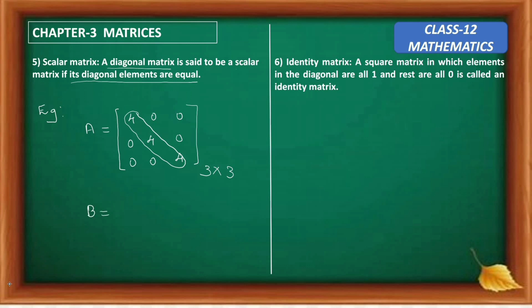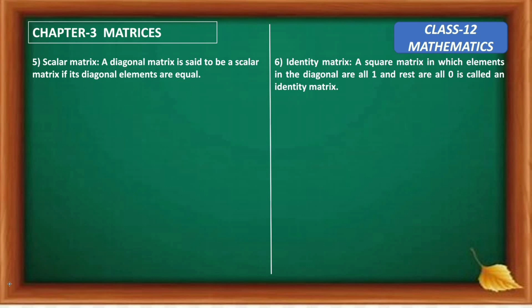Again one more example we can see, 2, 0, 0, 2. These are our diagonal elements. The order of this matrix is 2 by 2. Non-diagonal elements are 0, and all the diagonal elements are equal, 2 and 2, all equal. That's why this is known as a scalar matrix.